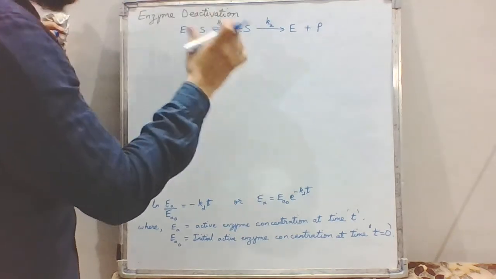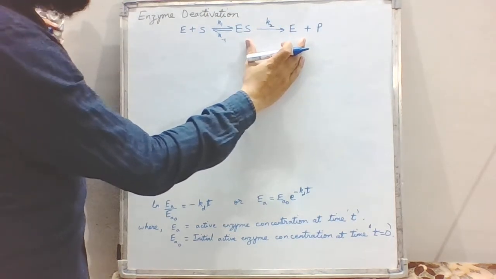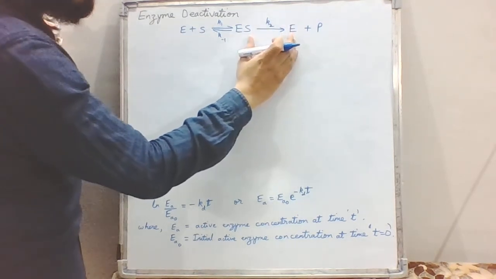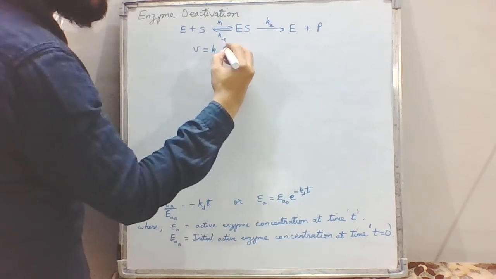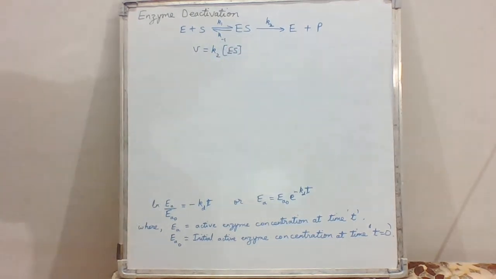Anyway, this is the faster step, and this is considered to be the slower step amongst these two steps of the mechanism. So this step is considered to be rate limiting, and we define the rate of reaction by this term.